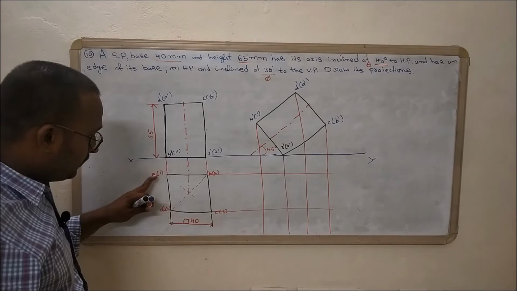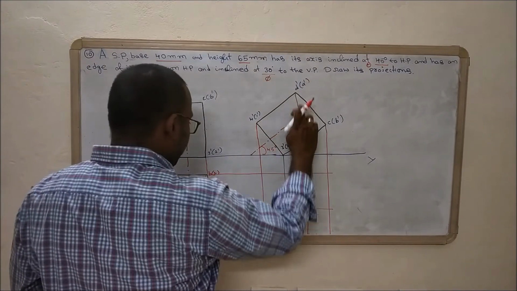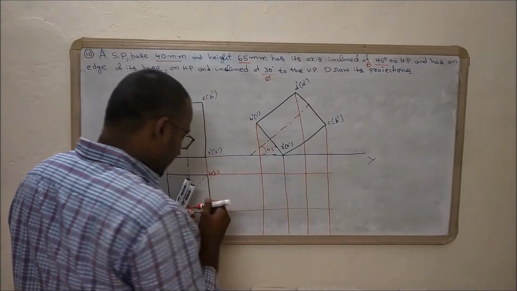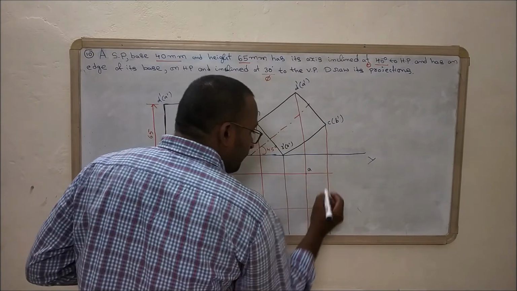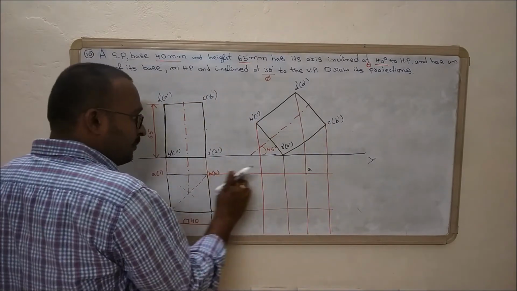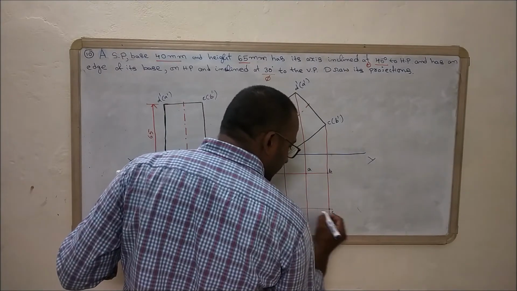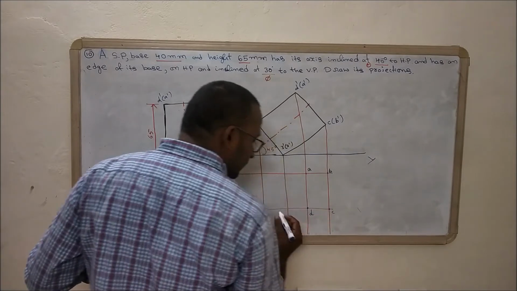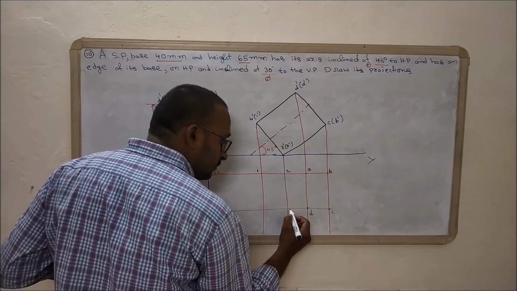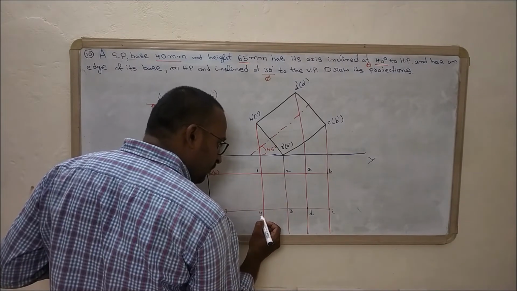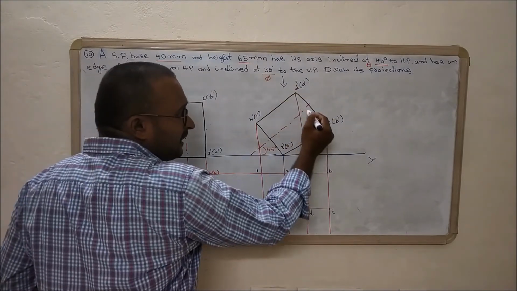Here this is the actual dimension. So here the A dash intersecting point will be a, B dash intersecting point will be b, c, d, and then here it is 1, 2, 3 and 4.